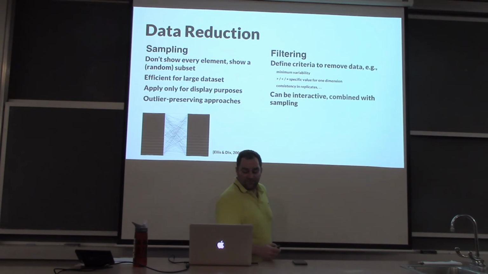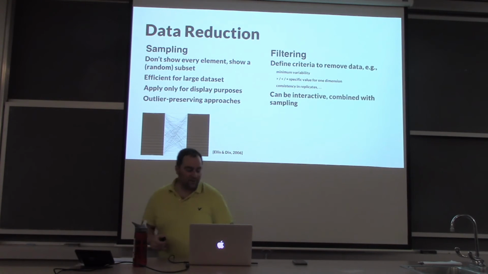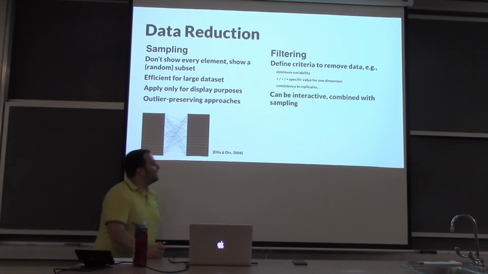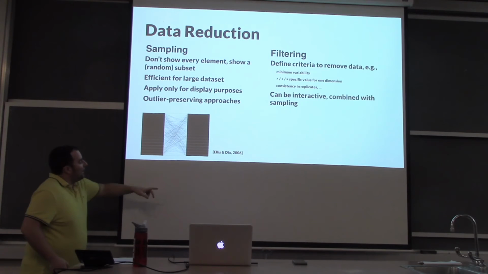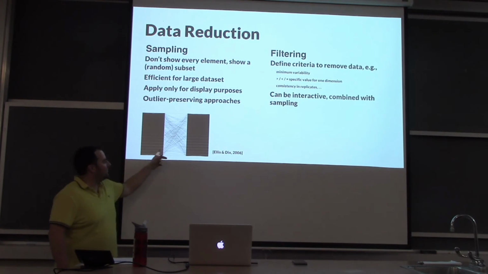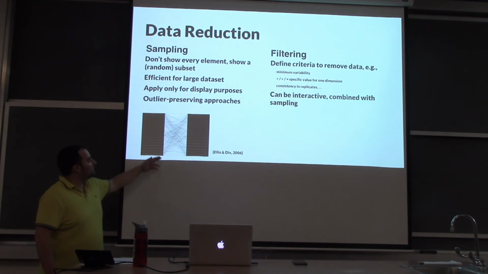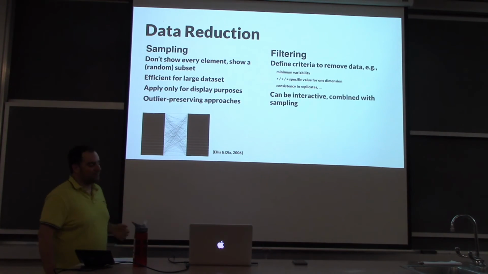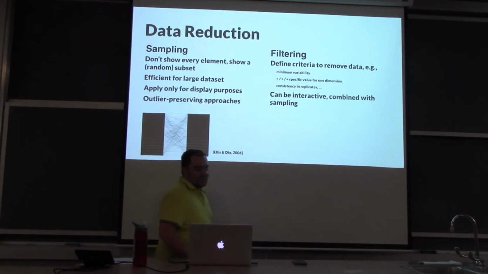So, a couple of methods for data reduction, and we talked about this in the filtering and query lecture, but just to repeat it. The sampling here is from a paper where between those two dimensions it's not sampled, and here we have a random sampling. Here we can clearly see trends; here it's massively overplotted. This is very efficient for a large data set.